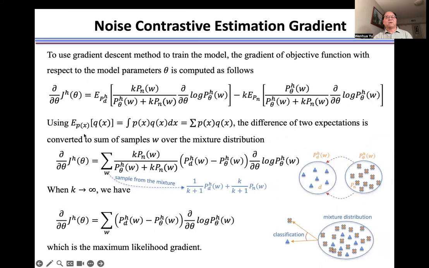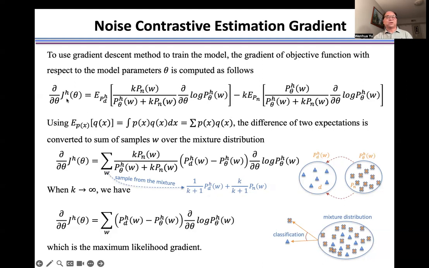Using Monte Carlo approximation, we convert this expectation to an integral, and then use this sum to approximate the integral. Then the difference of the two expectations above is converted to a sum over samples W from the mixture distribution.